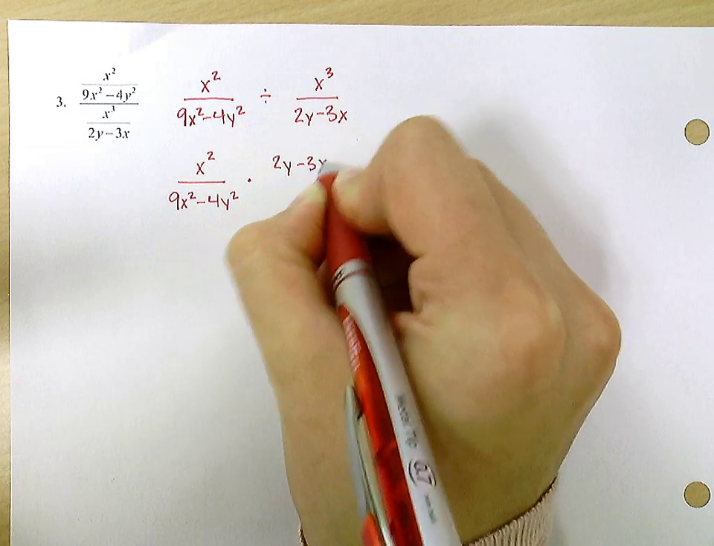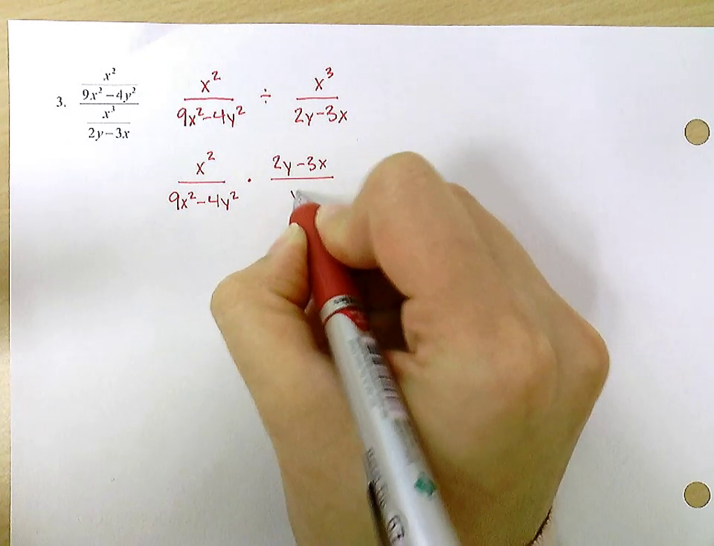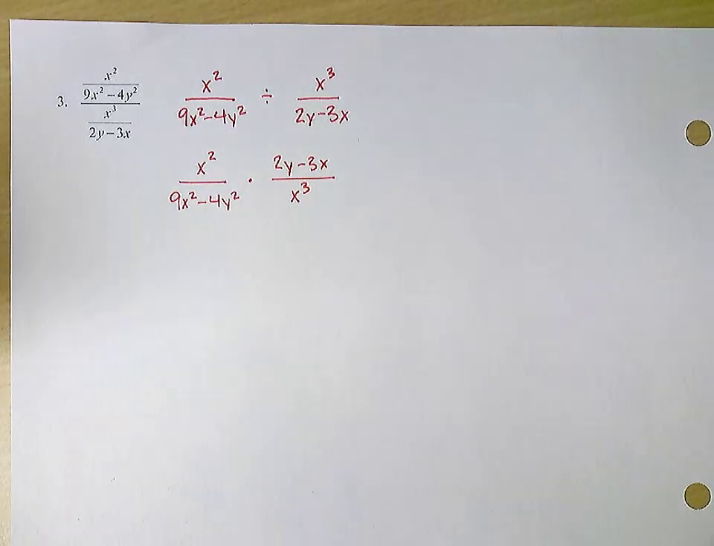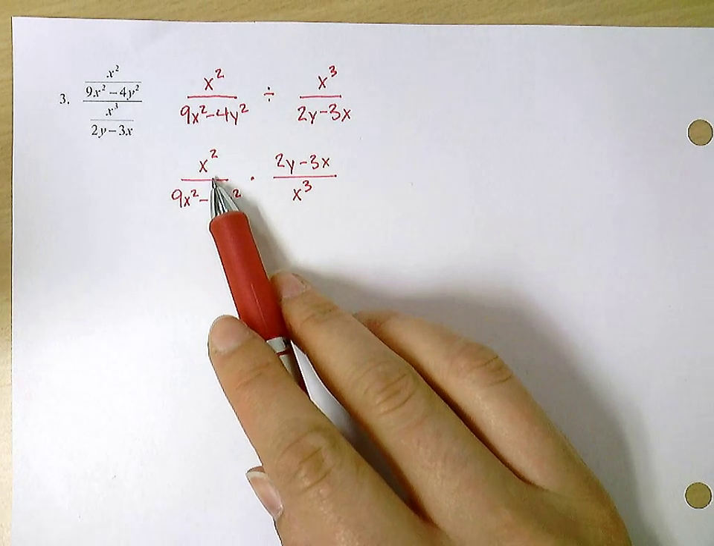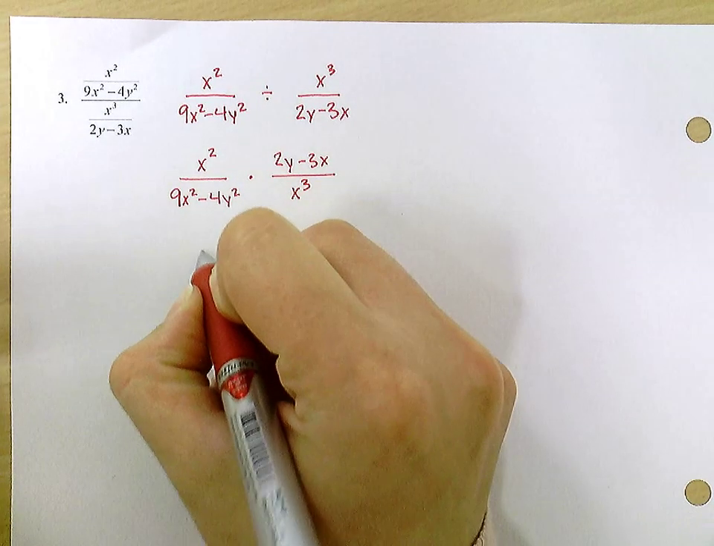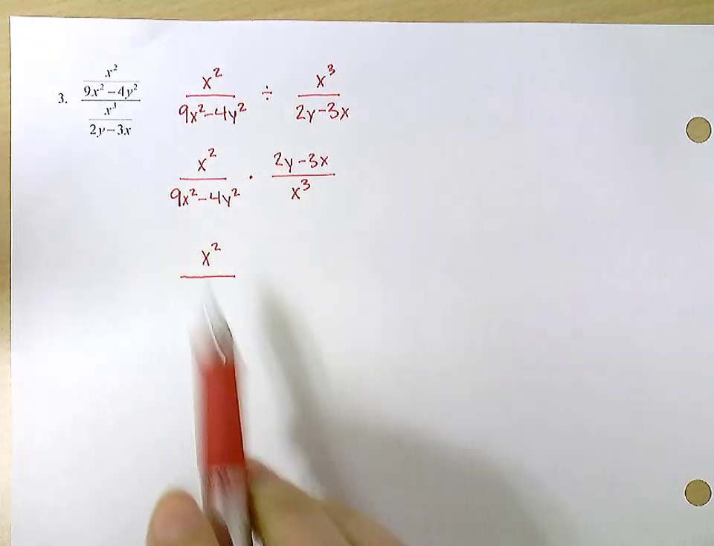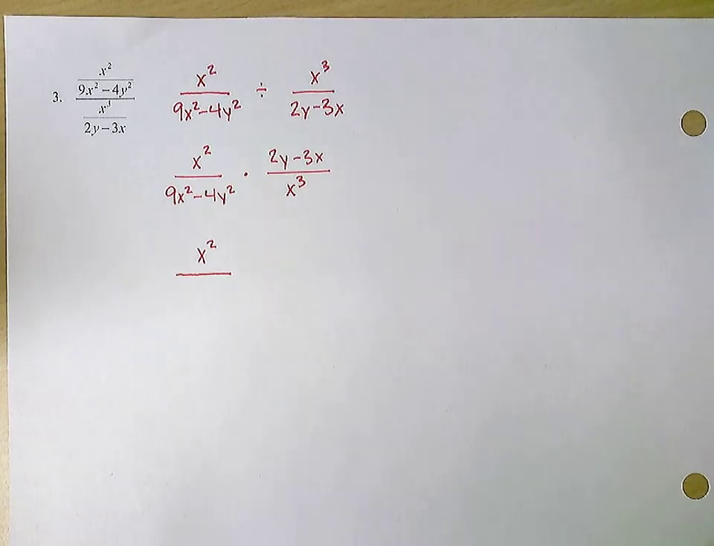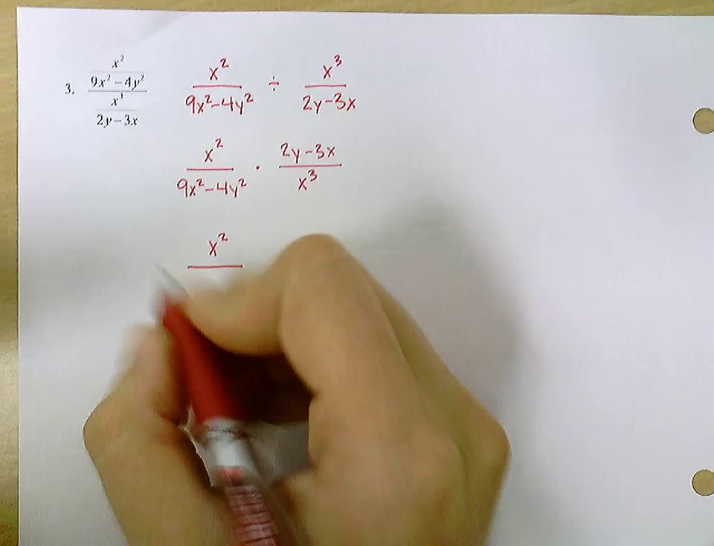So 2y minus 3x over x cubed. And from here, we factor like we did yesterday. Now, in the numerator of my first fraction, I can't factor anything, right? Can't factor anything. So I leave that as x squared. In your denominator, can I factor that? Yeah, how do I factor that? It's 3x plus 2y, and then 3x minus 2y. Yes.